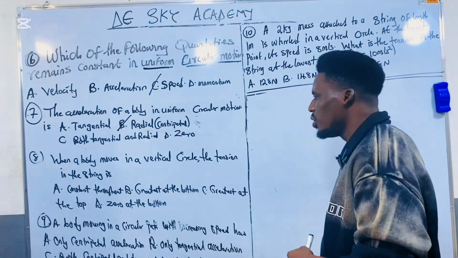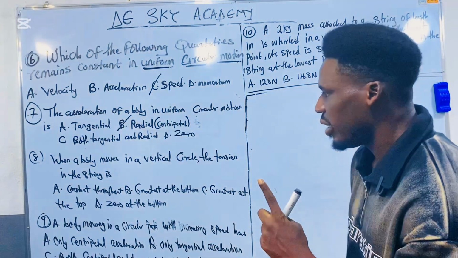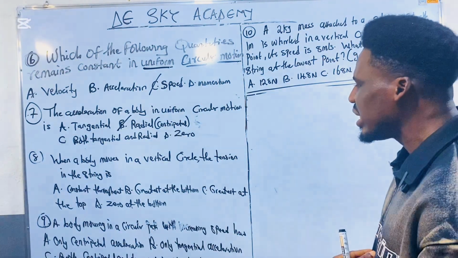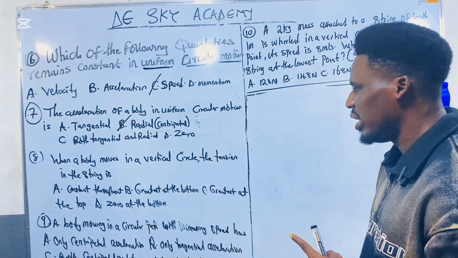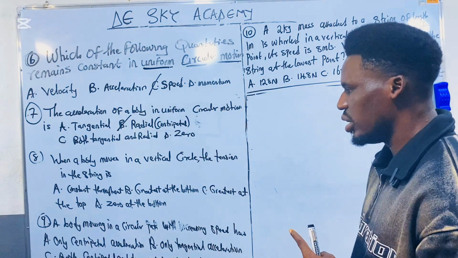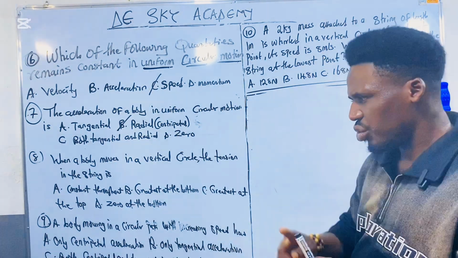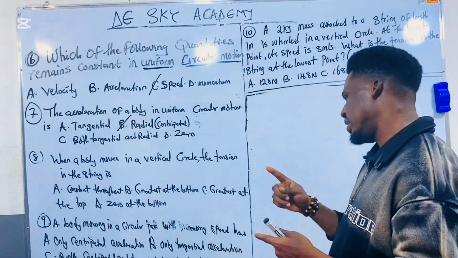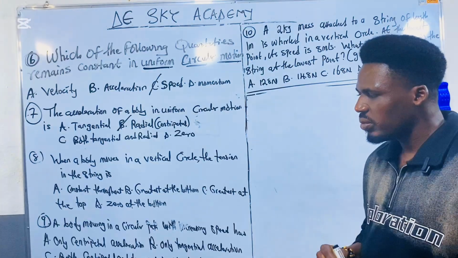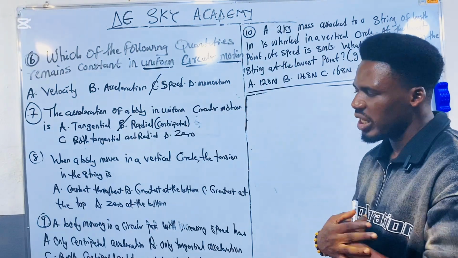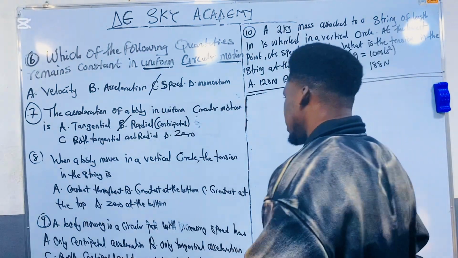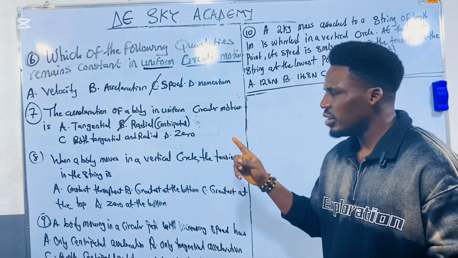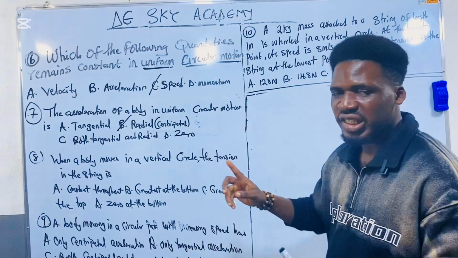Please note it. So when a body, this is number 8, when a body moves in a vertical circle, the tension in the string is A, constant throughout, B, greatest at the bottom, C, greatest at the top, D, 0 at the bottom. How do you solve this? Listen. Now, this question, they said a vertical circle.